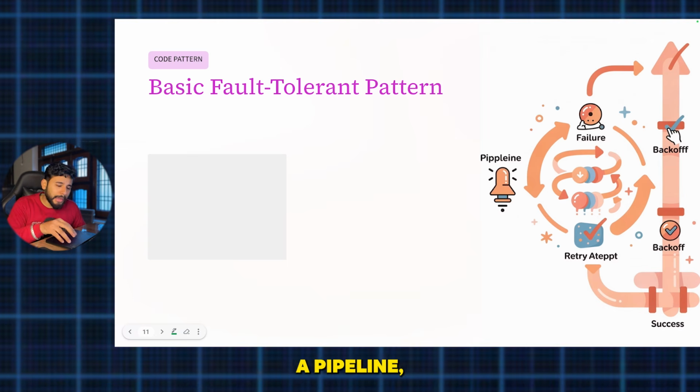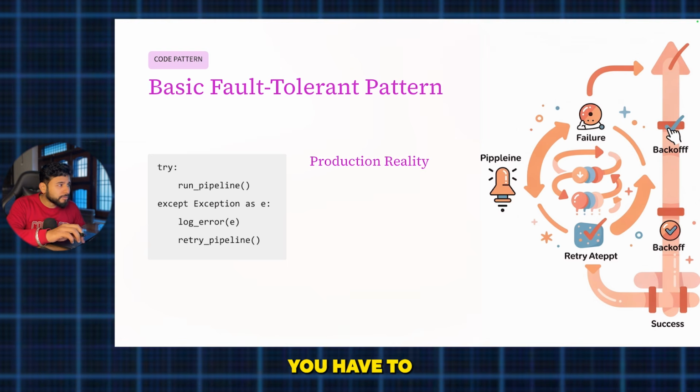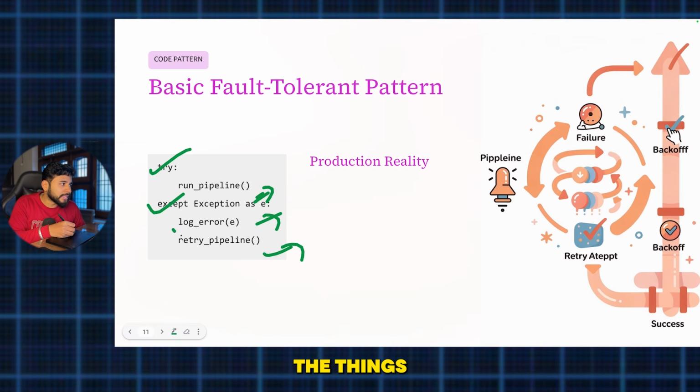Definitely, if you are running a pipeline, you have to think about what will happen if it fails, and where I'll log my efforts so that I can resume from there. Maybe I'm processing a 100 GB file. If it fails at 90 GB, I will not process the 90 GB again and fail again. No, I will only resume for the next 10 GB. That is how you have to think. You have to try-catch things and log them.